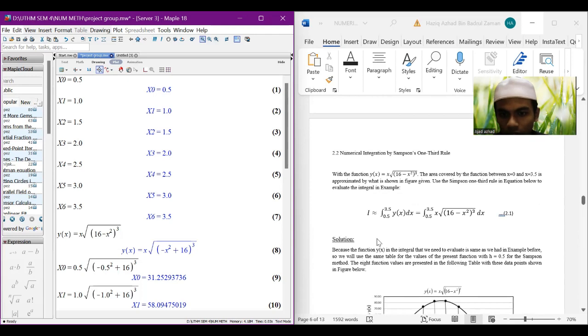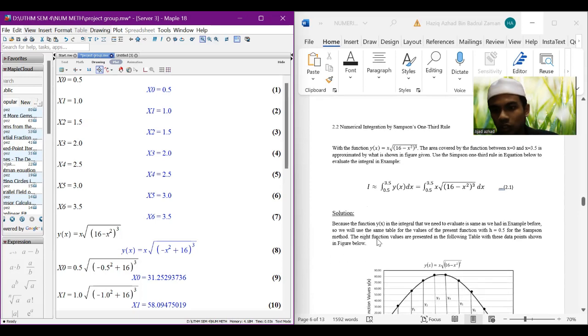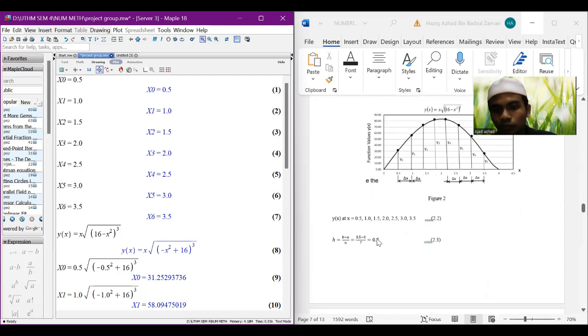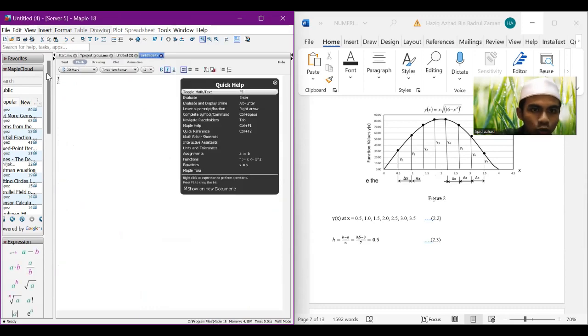For the solution, the function f(x) integral that we need to evaluate is the same as in the example before, so we will use the same table of values with h equal to 0.5 for the Simpson method. And for the simulation, I will continue by explaining it. I will use Maple and create a new file.